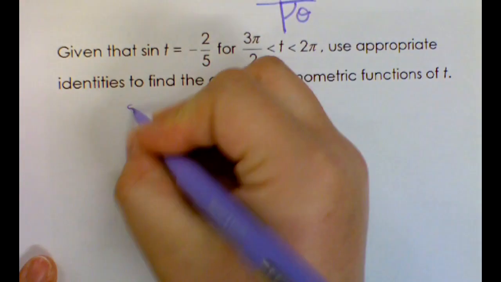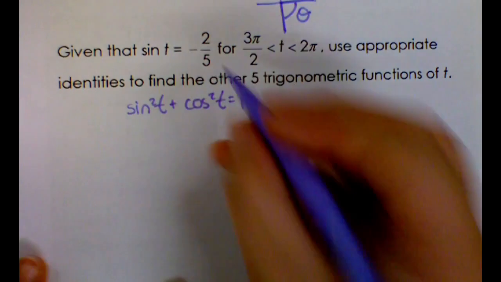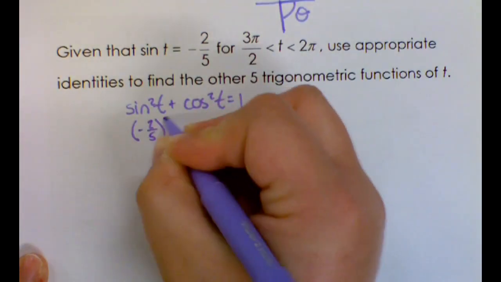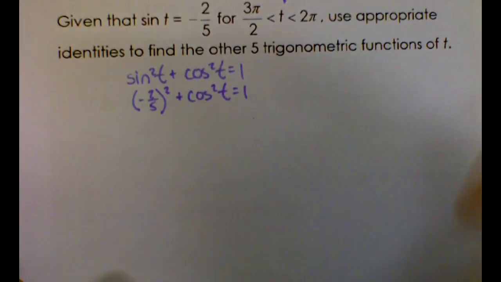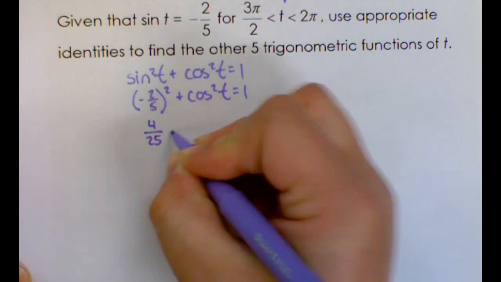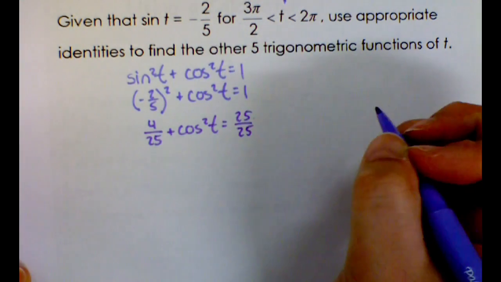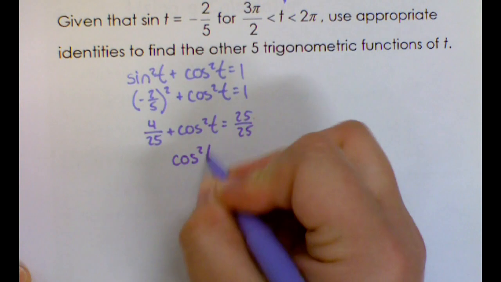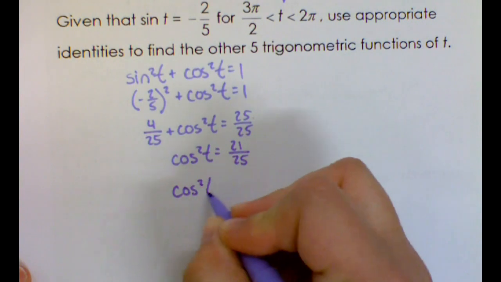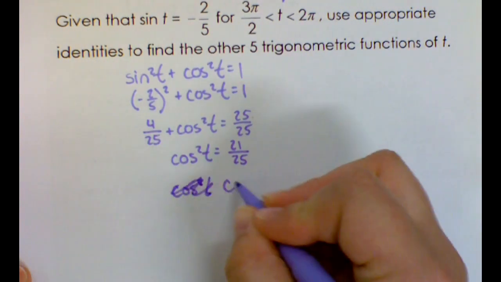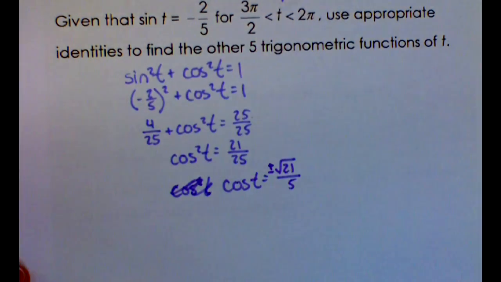All right. Well, I know sine squared of t plus cosine squared of t equals 1. So if the sine is -2/5, I can find cosine. So I get 4/25 plus cosine squared of t equals 25/25. Subtract that 4/25, I get cosine squared of t equals 21/25. Square root, I get the cosine, cosine of t equals the square root of 21 over 5, positive or negative.